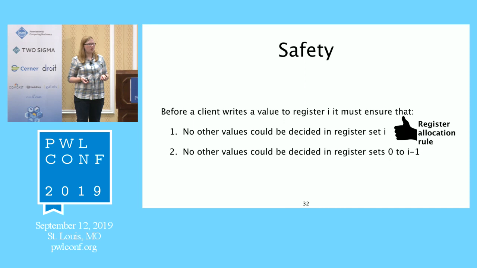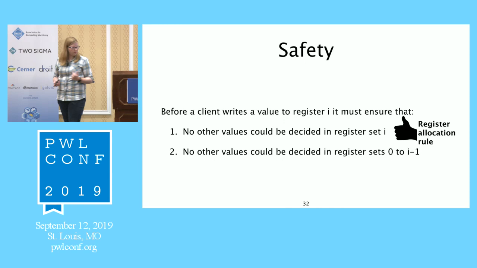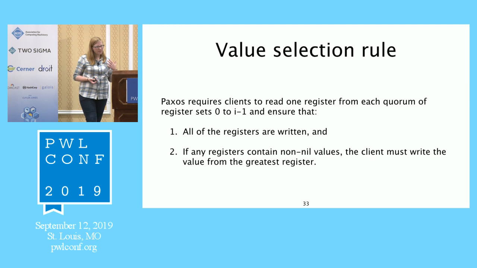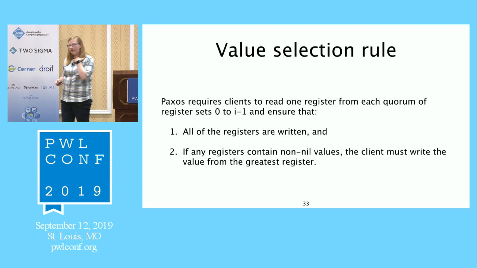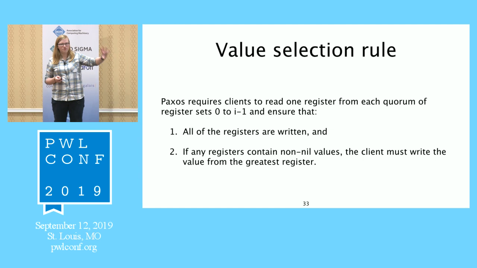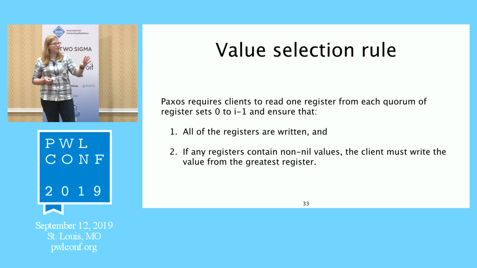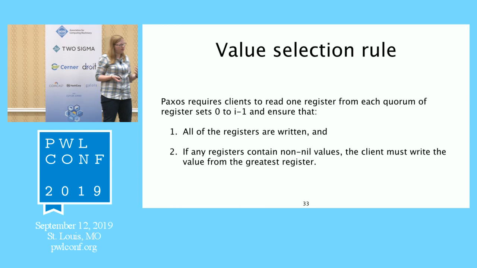How can a client ensure that it's not going to write a value that's different from a previous decision? And this is how Paxos implements this. Paxos requires clients to read at least one register from the quorums of register sets 0 to I minus 1. So if I'm a client, I'm going to write to I, which is 4, say. I need to talk to all the previous quorums for registers 0 to 3. I need to talk to at least one person in each of those sets and ask them what is in your register. Tell me about the state of the system before I arrived here.